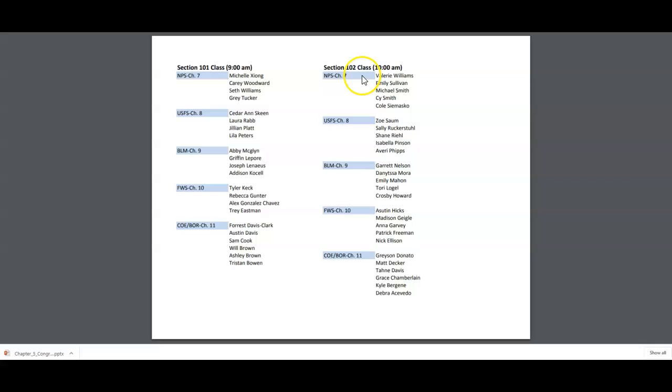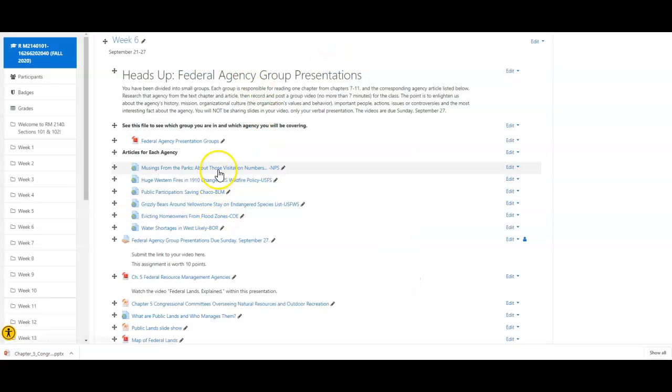So you can see here the agency that you're covering, the chapter in the text, and all of your group members. You'll also want to refer to the corresponding article for your agency. So if you're doing the BLM, here's yours, or Army Corps of Engineers and Bureau of Reclamation, these two here.